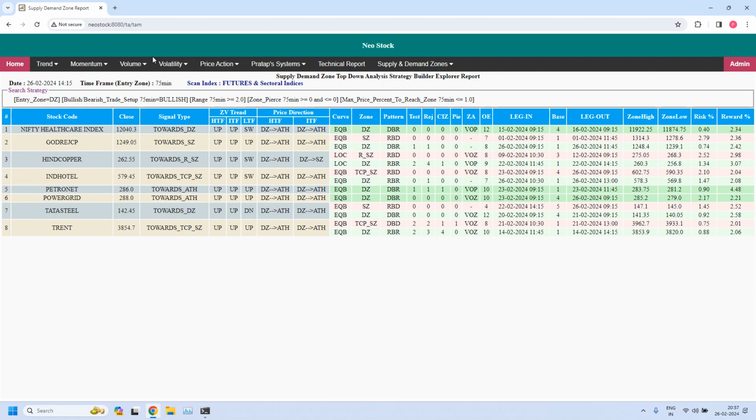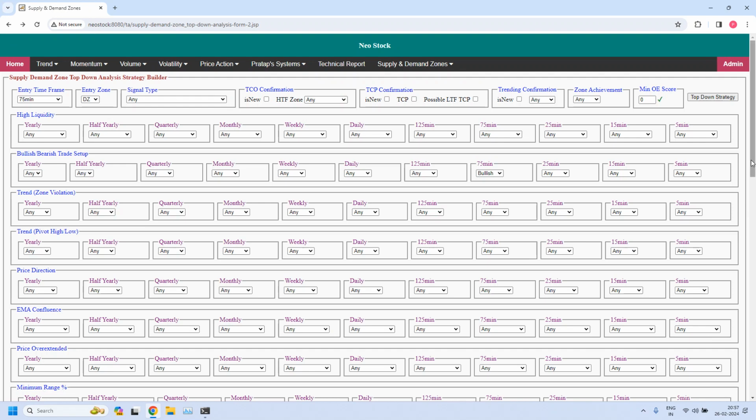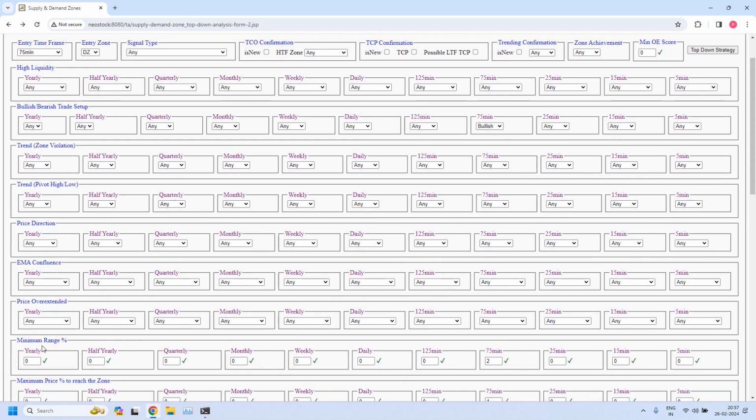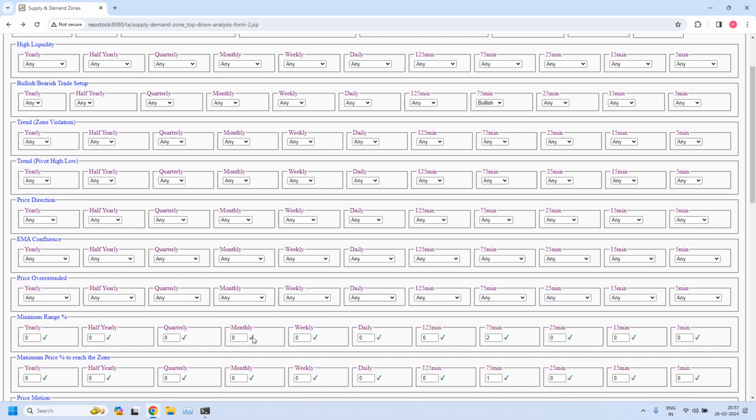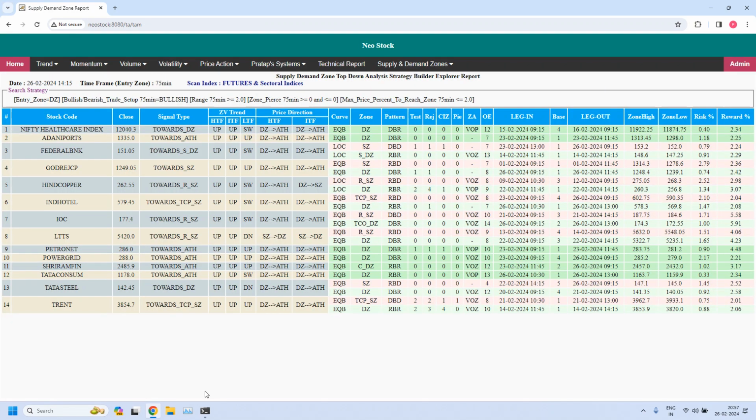Let us check near 2%, whether any stocks are there. So minimum 2% near to that zone. That is the maximum price percent to reach the zone. Currently we set 1. Now within 2%, close to the demand zone. That is what it means. Now the list has increased to 14.